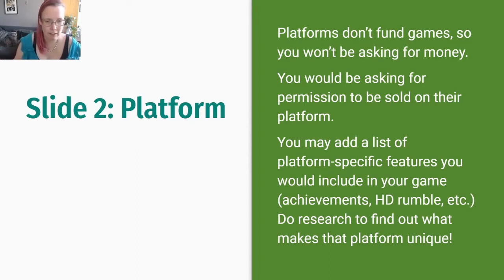You may add a list of platform-specific features that you would include in your game. So things like achievements, HD Rumble, cloud saves, whatever there are different things for every platform that are kind of specific to that console or the PC platforms. So do some research and find out what makes that platform unique. This is a real world thing. You want to sell that you're interested in them specifically. So what are you going to do to make your game special on their platform?